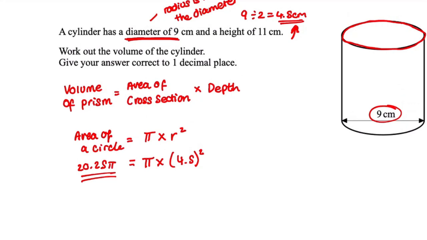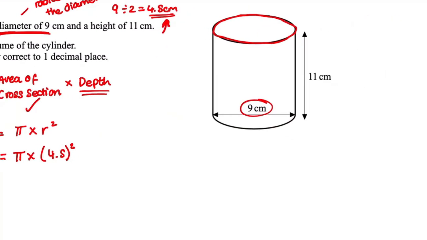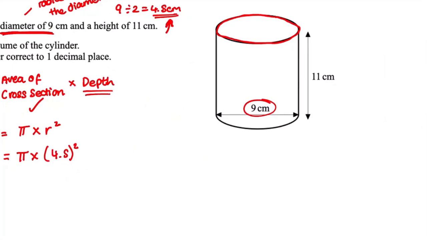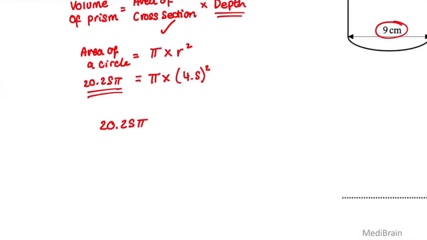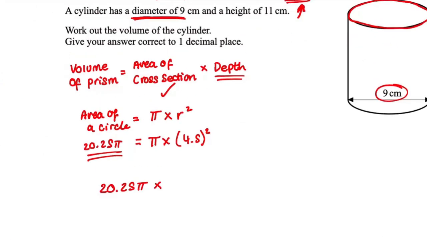We've worked out the area of the cross section, which is the circle. Now we're just going to multiply it by the depth. The depth is the height, how much through the shape it goes, and it goes 11 centimeters through the shape. So you do 20.25 pi multiplied by 11, and that's going to give you 222.75 pi.